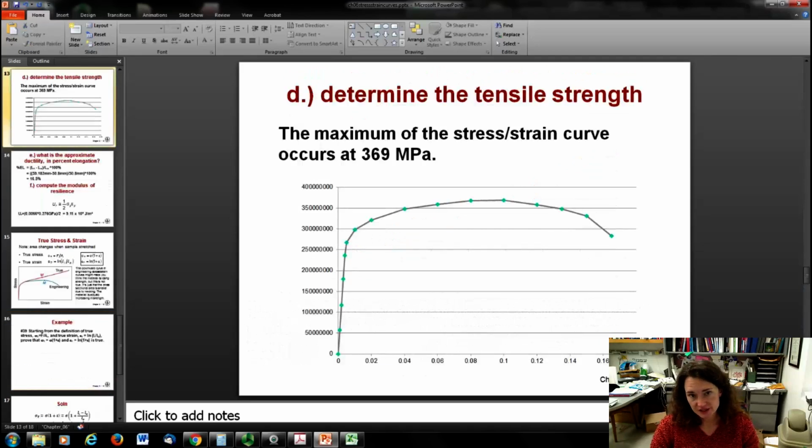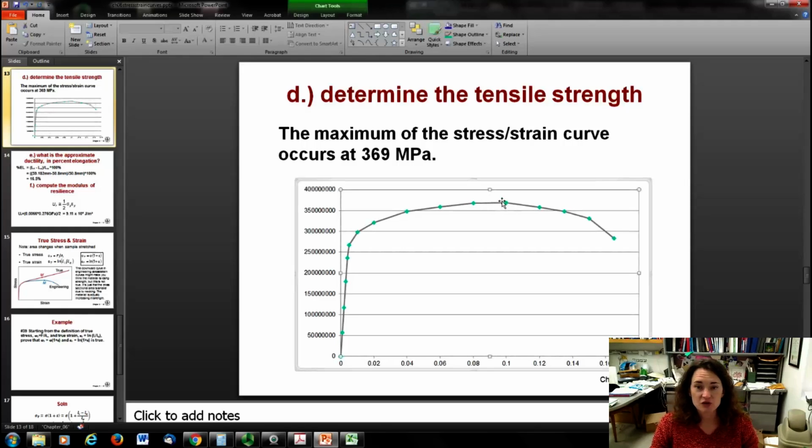Next, determine the tensile strength. So the tensile strength is really easy. All you have to do is read off the maximum of your stress strain curve. The maximum of the stress strain curve occurs right around in here somewhere. And if you read off that maximum value, you get 369 megapascals. Done and done.